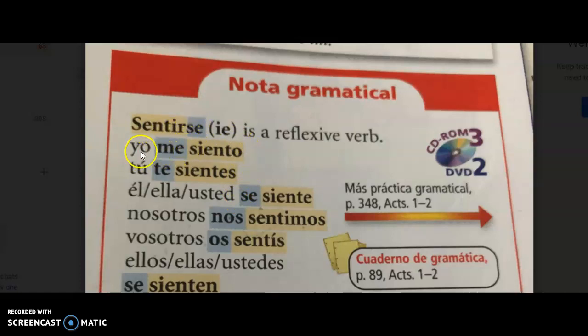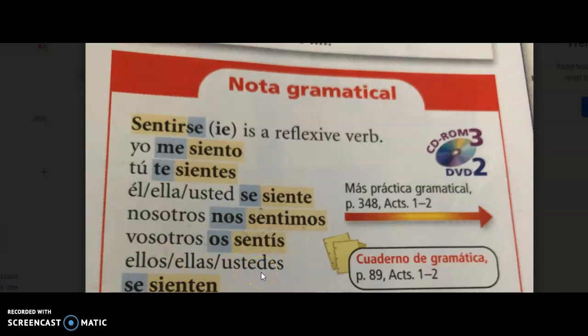So if we have here, yo me siento, that would be I feel. Tú te sientes, you feel informal. Él se siente, ella se siente, usted se siente. So he feels, she feels, you formal feel. Nosotros nos sentimos, so we feel. And then you have the vosotros there. Ellos, ellas, ustedes se sienten. So they feel, you plural feel.